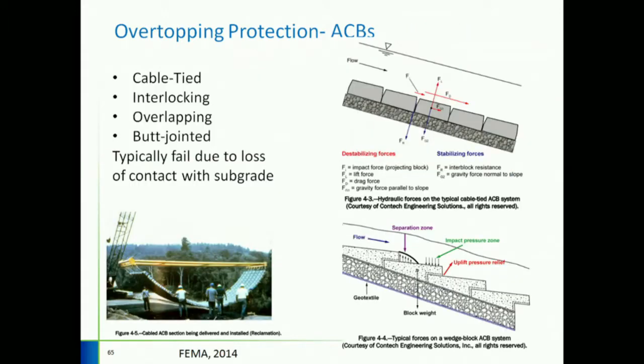So here's a free body diagram that shows the forces acting on the ACB block. So this is just showing it for an individual block here. The drag force, uplift force, and the weight components associated. And there could be additional forces here associated with this block trying to go over the next block during the flow.